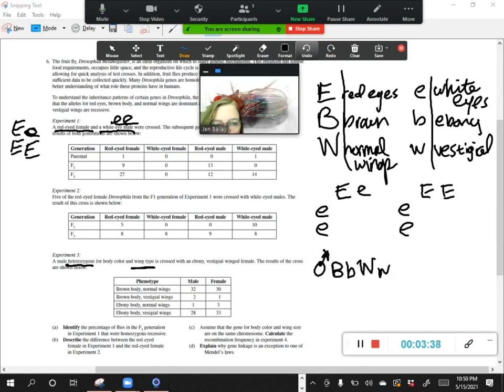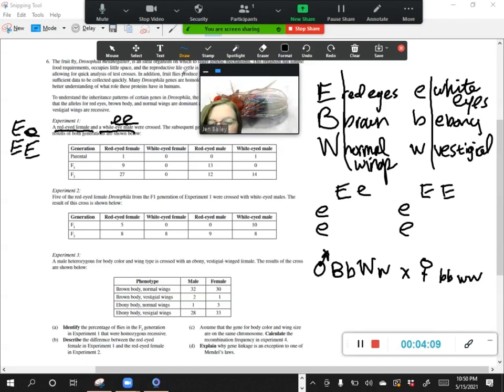Was crossed with an ebony vestigial winged female. Okay, so we've got heterozygous male crossed with a recessive female. Okay. All right, there we go. The results of the cross are shown below. We don't need to worry about that quite yet. Let's go ahead and jump to the first question here. All right.